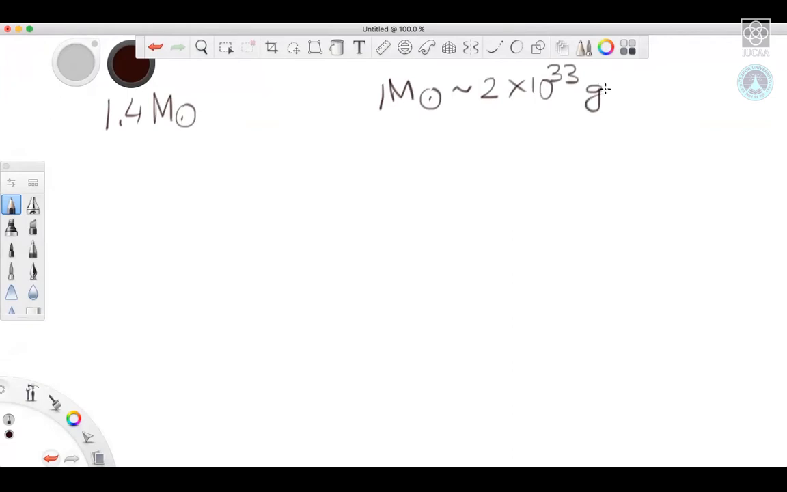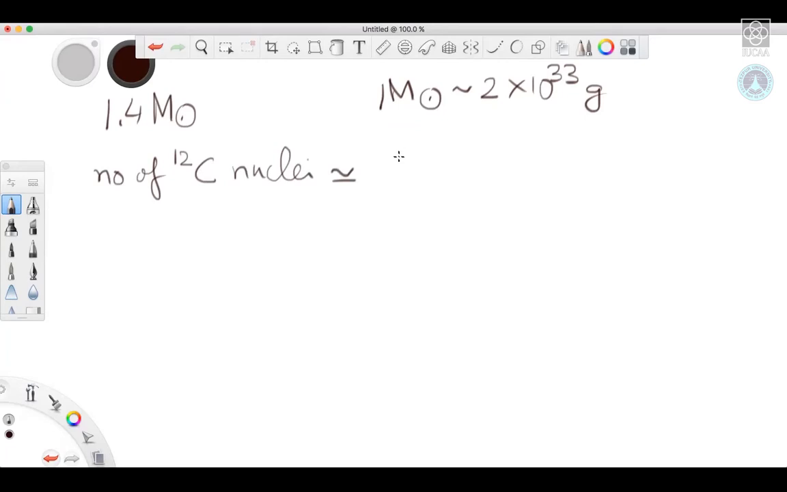Okay, I'm going to do this in CGS. You can convert it to MKS if you want, but I'm more familiar with CGS. Okay, so how many carbon nuclei are there? So, the number of 12C nuclei in this whole white dwarf star.